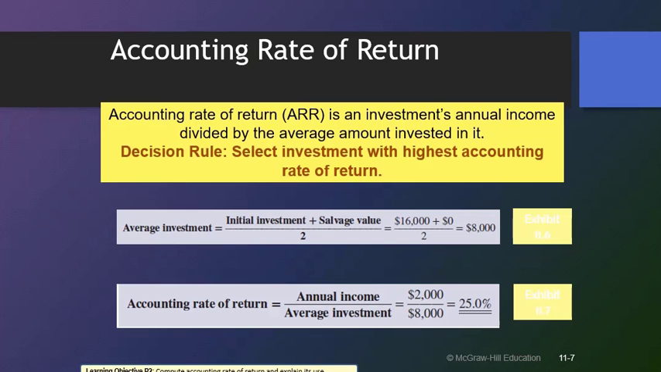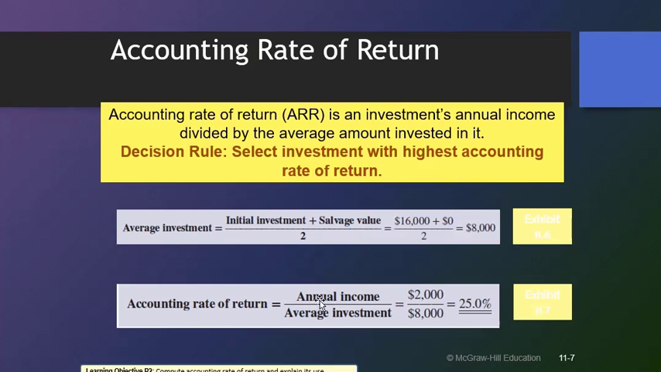So let's look at another method that might be used, the accounting rate of return. This is going to be an investment's annual income divided by the average amount invested in it, okay? And so here we see an example with the formula for the average investment, okay? So we take the initial investment plus the salvage value, okay? And in this case, remember the salvage value was 0, okay? And then we're just computing a simple average here. And so the simple average is 8,000, okay?